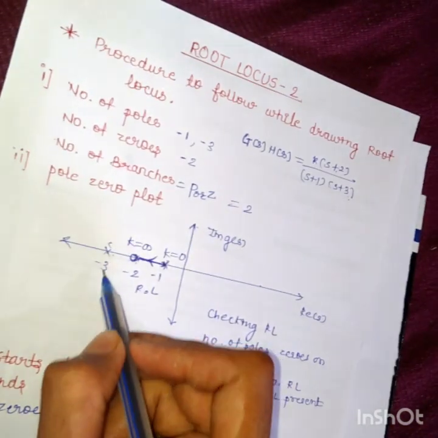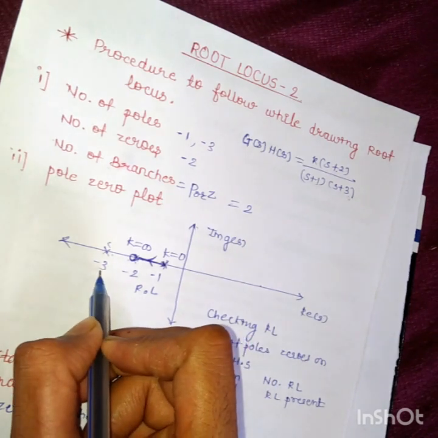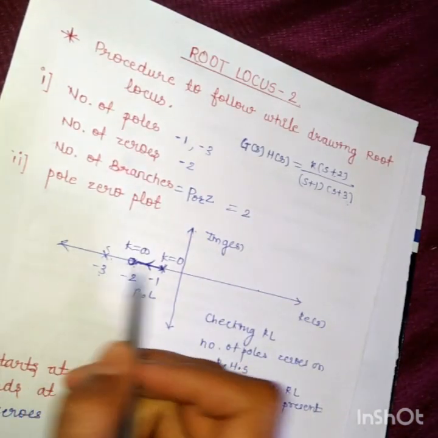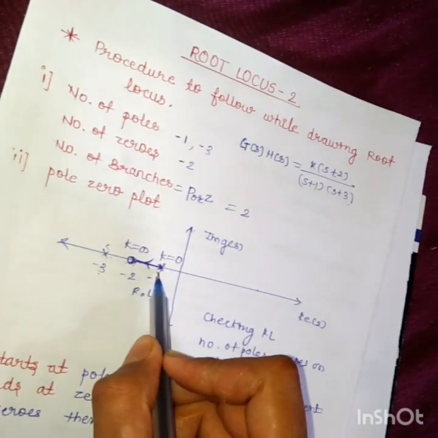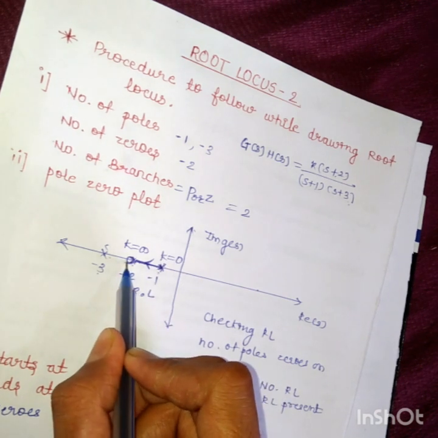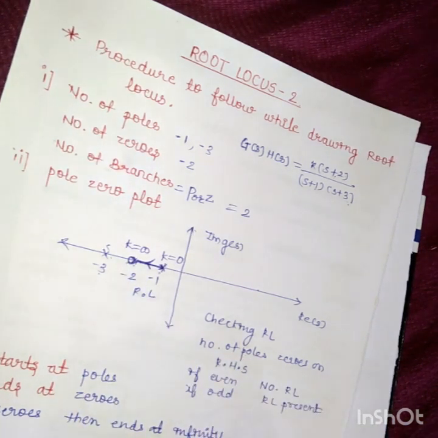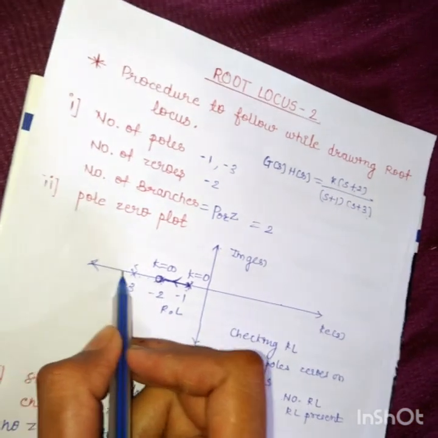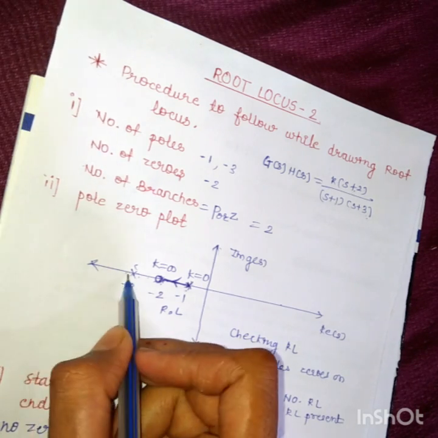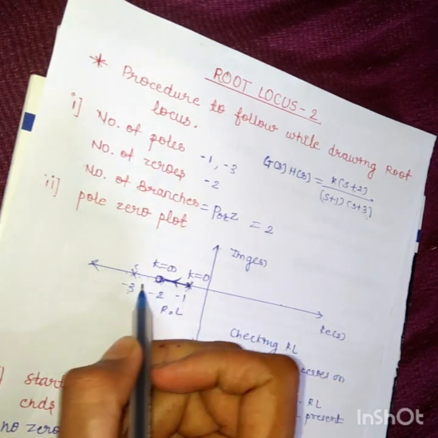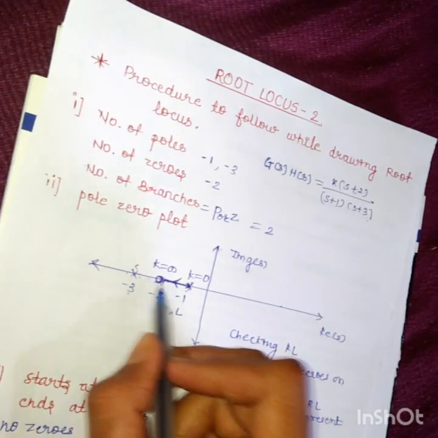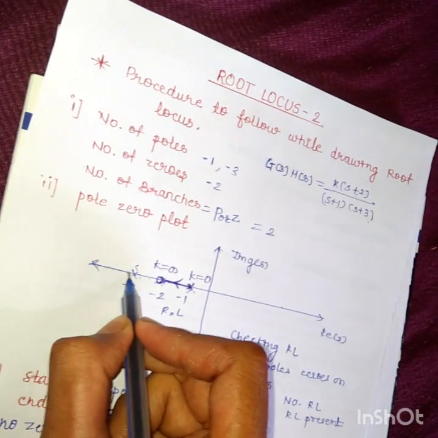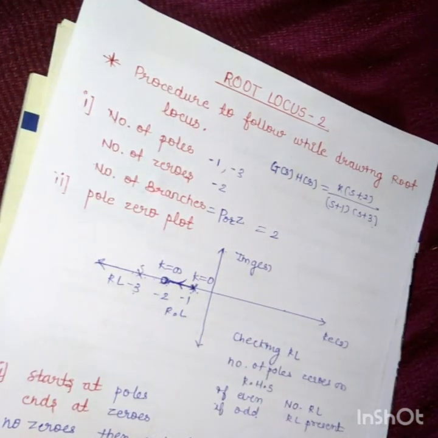Now let's move on to pole -3. In the right hand side of this pole there are two poles plus zeros, so the value is 2, which is even, and hence there will be no root locus present. Now for this segment, the poles and zeros present on the right hand side sum to 1, 2, 3, therefore the number is odd, and hence root locus is present here.